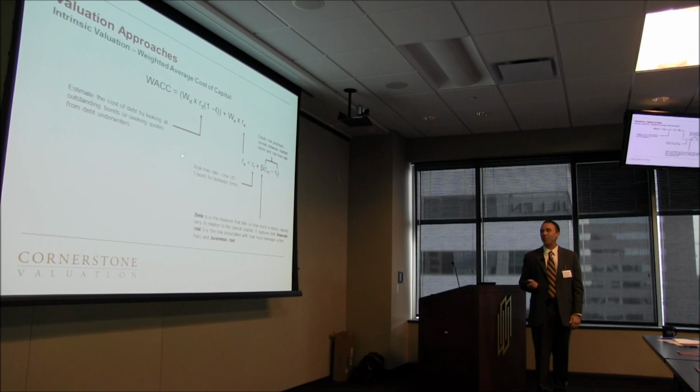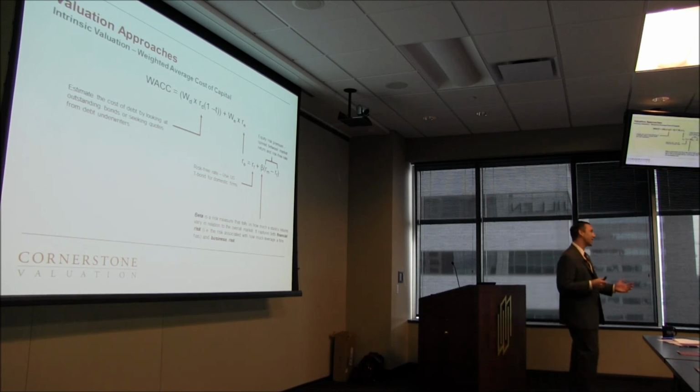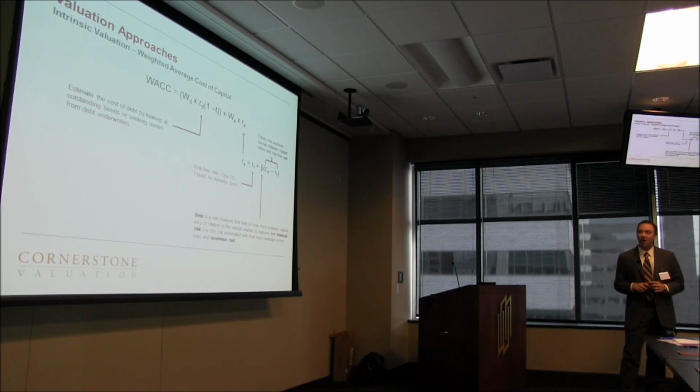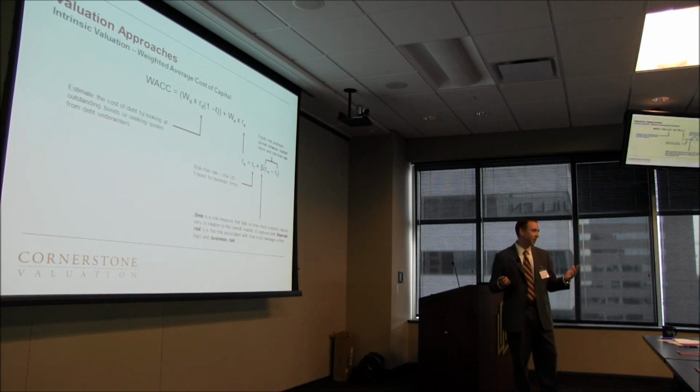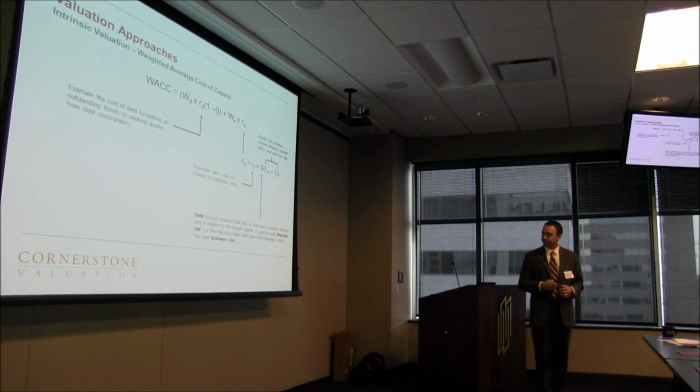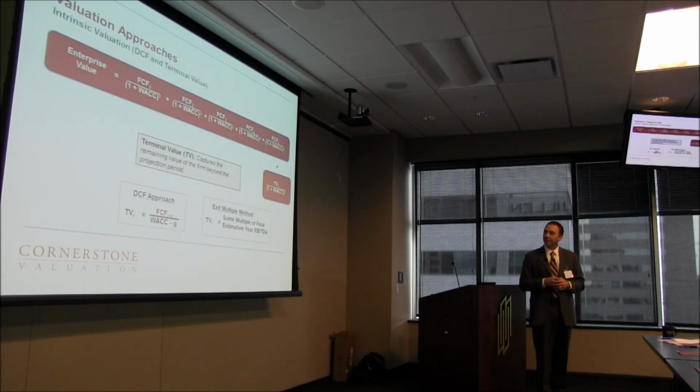Debt costs: if the firm has public debt outstanding, we can back out some implied debt costs. We can also see quotes from debt underwriters. That's probably a pretty good way to figure out what it's going to cost me to issue debt today. So that's some of the technical stuff associated with the weighted average cost of capital.